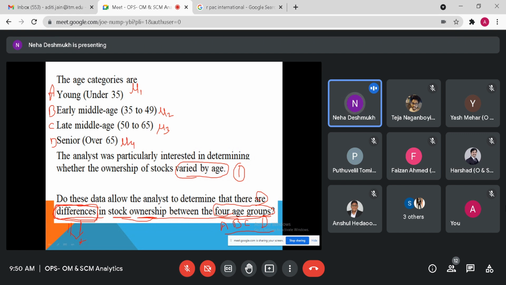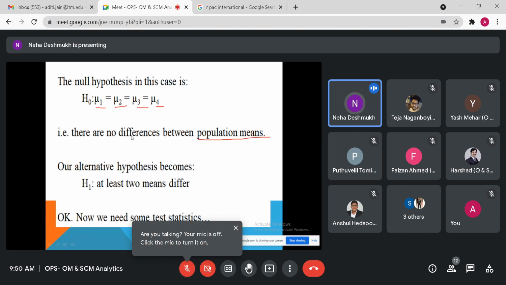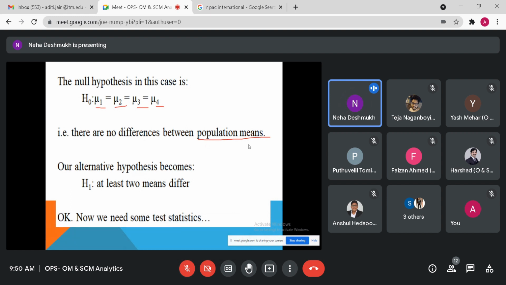Is there any difference in stock ownership between the four age groups? There is no difference. What does it mean? The average of all the categories will be equal. So there is no difference between the population means. So what should be the alternative hypothesis? There are at least two means which have a difference, either mu1 or mu2, or mu2 or mu3, anyone, either this one or this one or this one.